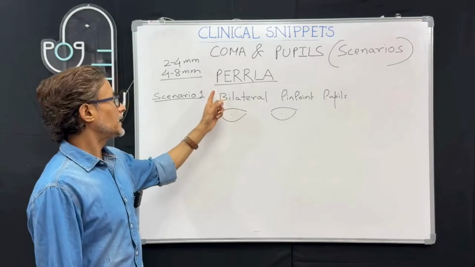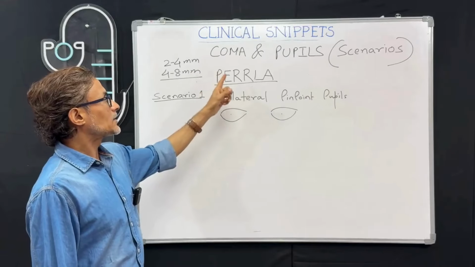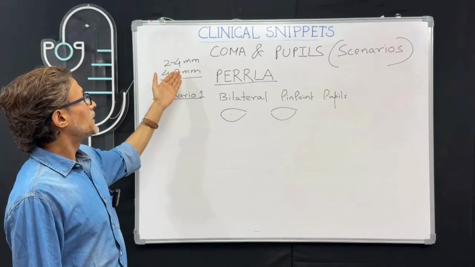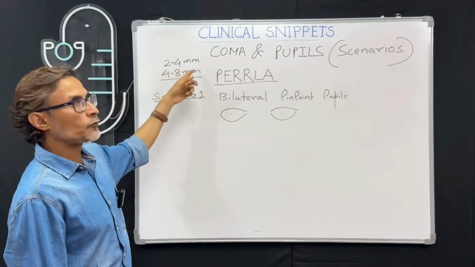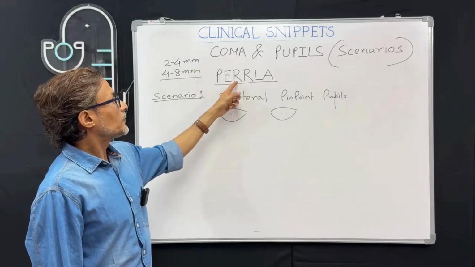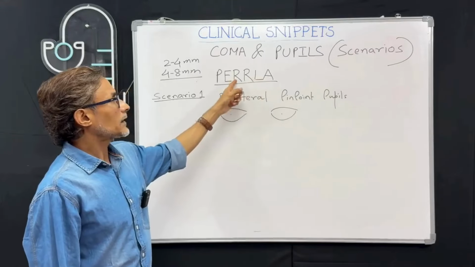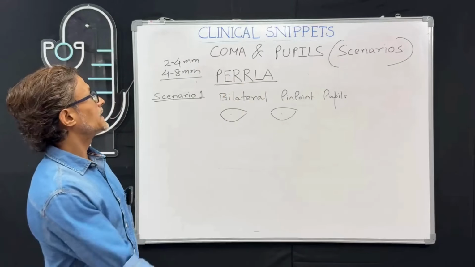So again, finally repeating, pupils are equal in size, that is between 2 to 8 millimeter, and in bright light 2 to 4 millimeter, reacting to light and accommodation, round in size. So now our scenario is coma.